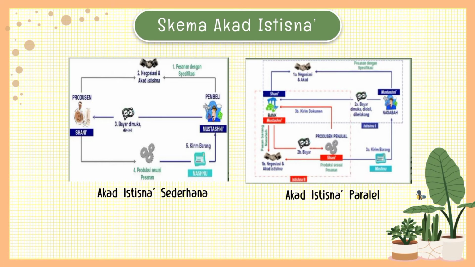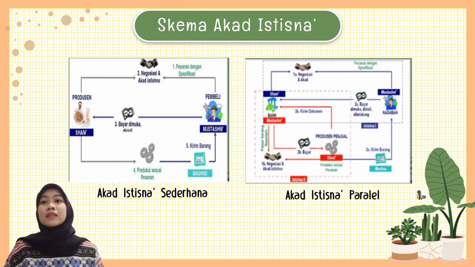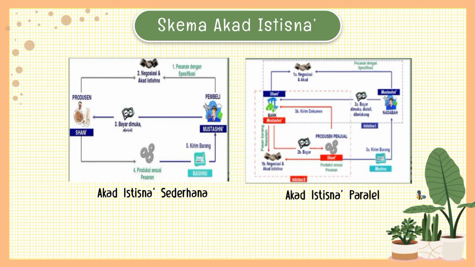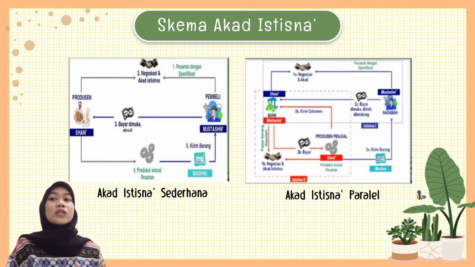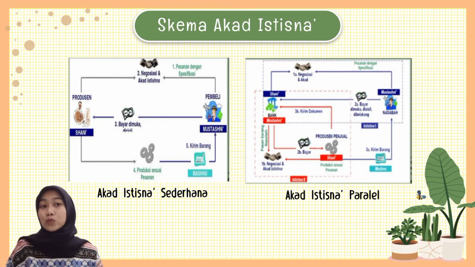Then negotiation and an istisna contract will occur. In the negotiation and istisna contract, they will discuss related goods, such as the specification of the desired goods and the payment system, whether paid in advance, in installments, or at the end. Then the producer will produce the goods according to what the buyer wants. When the goods are finished, the producer will send the goods to the buyer and the buyer will receive the goods.